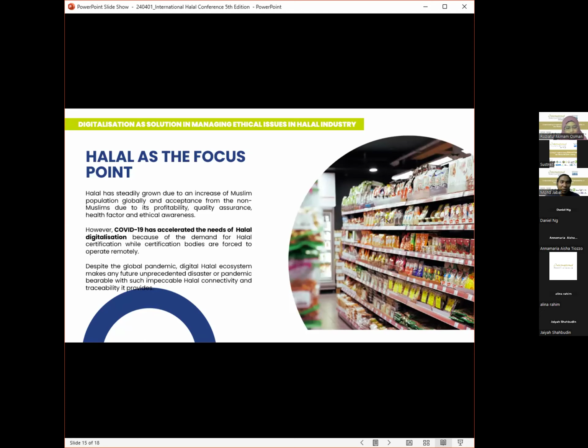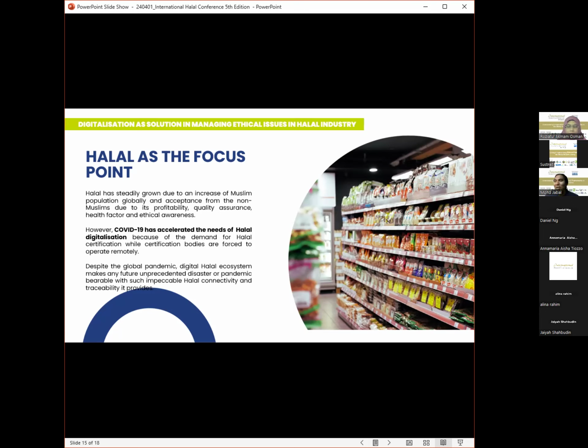All right. Halal as the focus point. Halal has steadily grown due to an increase in the Muslim population globally and acceptance from non-Muslims due to its profitability, quality assurance, health factor, and ethical awareness. All right. However, COVID-19. Why COVID-19? Because COVID-19 is the main reason that accelerates the need for halal digitalization.